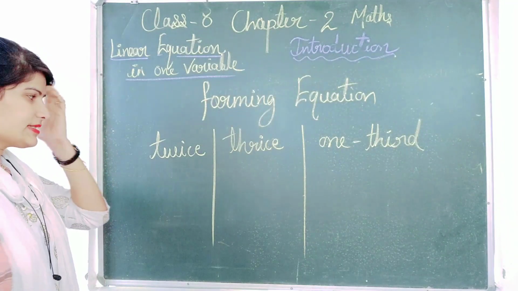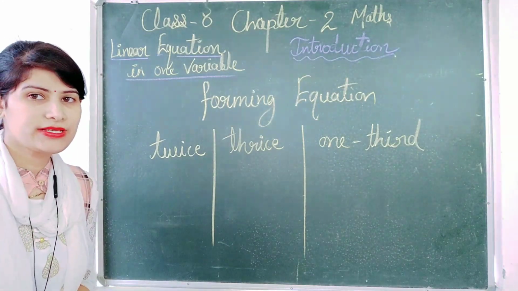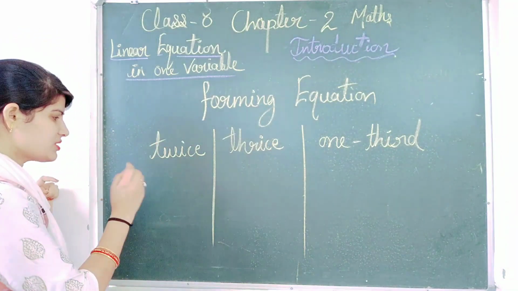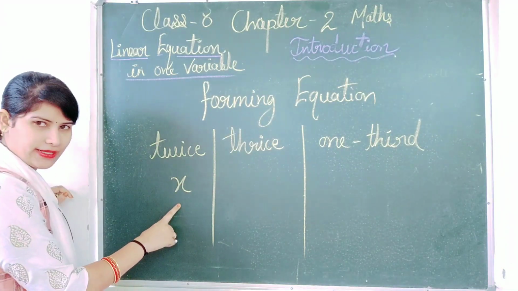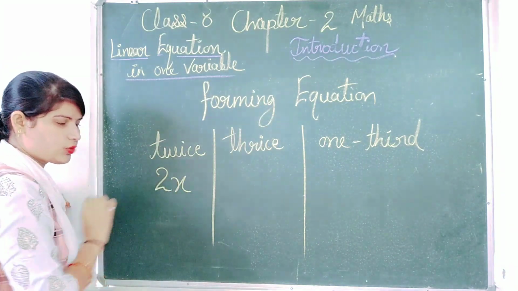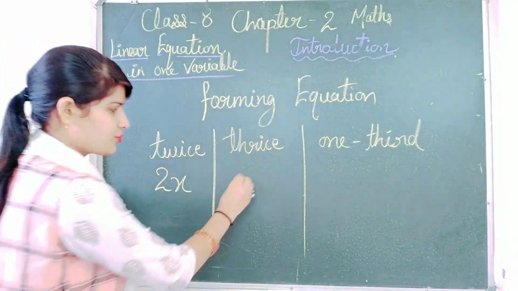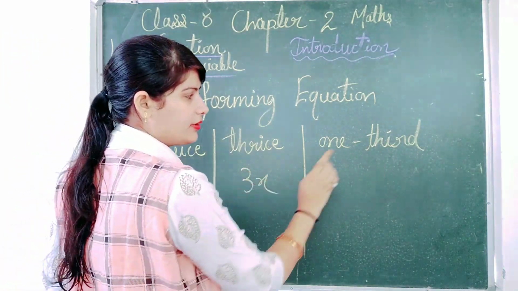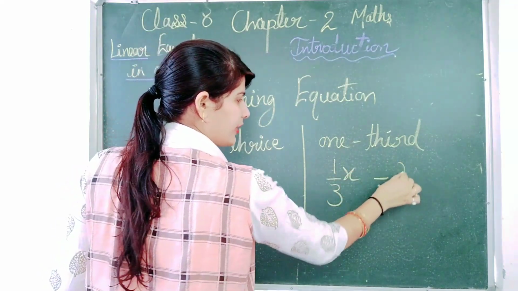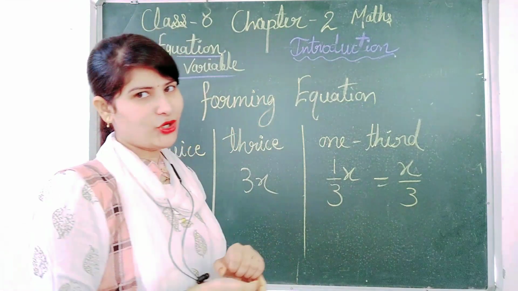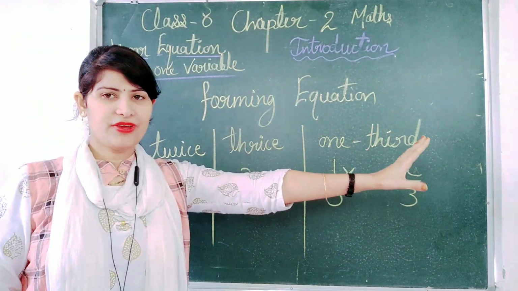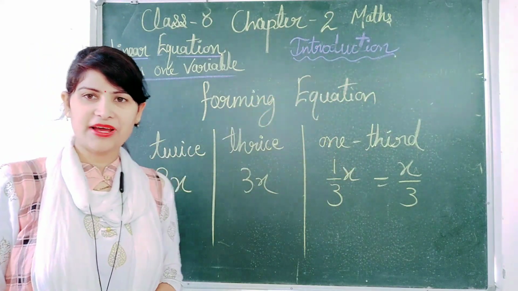Now what is this? Twice. When there is twice, it means a number is twice the other number. Let one number be x, and twice the other number means 2x. When thrice, it is 3x. One third means x upon 3. When we are talking about one fourth, it is x upon 4. When one fifth, and so on, it is x upon 5, like this.